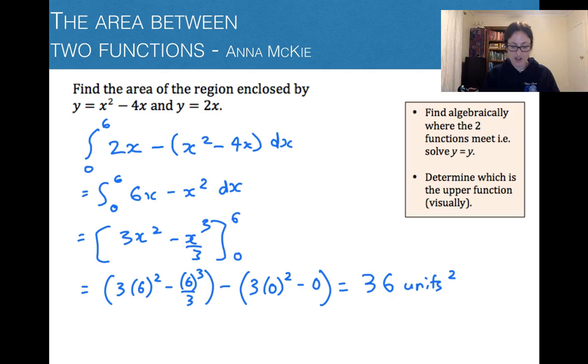Working that part out on your calculator, we can't do in graph because we need it between the two functions, and it would work it out between 0 and 6 individually, not the region combined. So that's that example there.